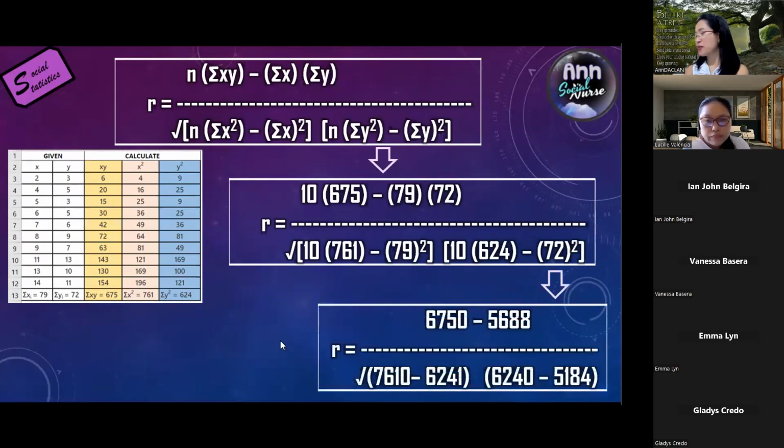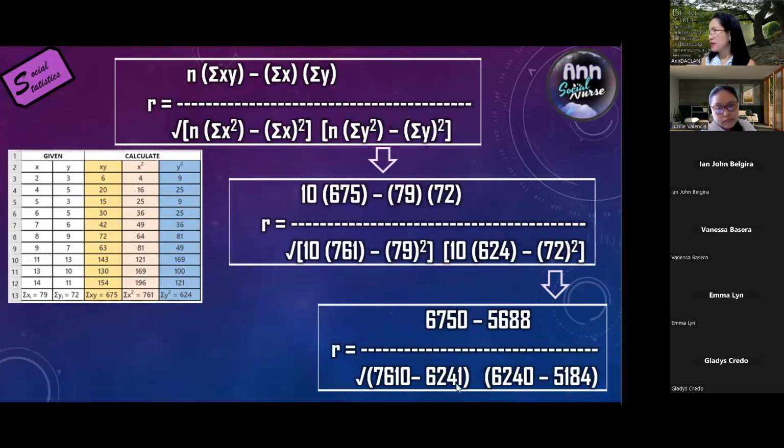Okay. Then you follow IMDAS. First you multiply this. You have 750. You multiply the 2, 5688. And below you also multiply this. You have this, 79 squared, you have this, and so on.